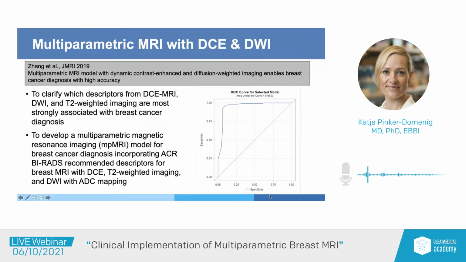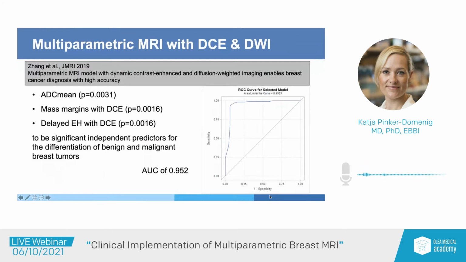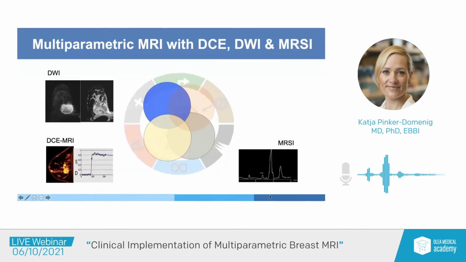Also, when you look at it from a model perspective, we modeled to see what descriptors and what other sequences are necessary for the most optimal diagnosis. On the model development, we saw that when we incorporate the DWI with ADC mapping in our model, that gives you the best diagnostic accuracy. So we have the ADC, the mass margins, and the delayed enhancement, which were significant independent predictors for differentiating benign and malignant. That very nicely mirrors what the literature says, but I had it confirmed on a model basis. That also was a feel-good factor.